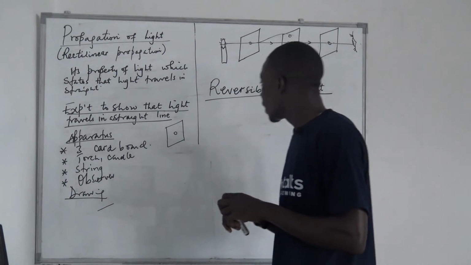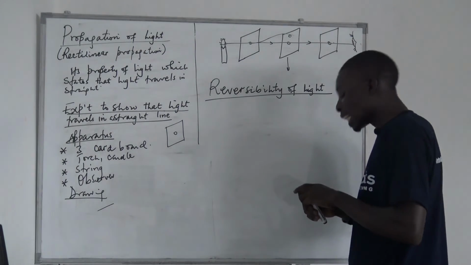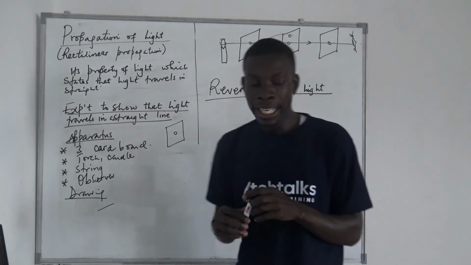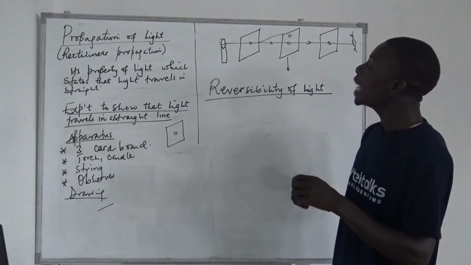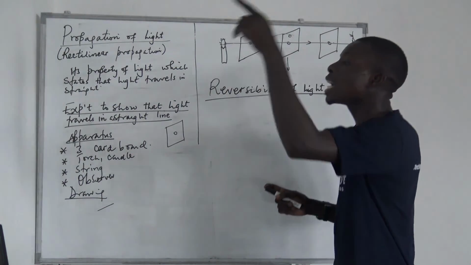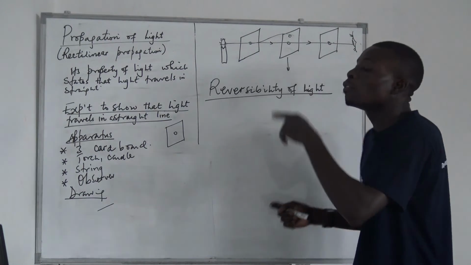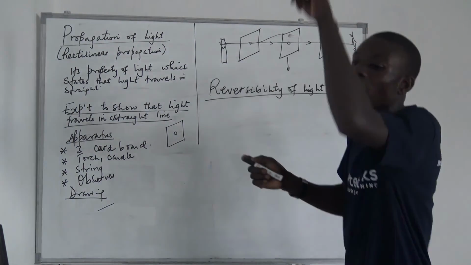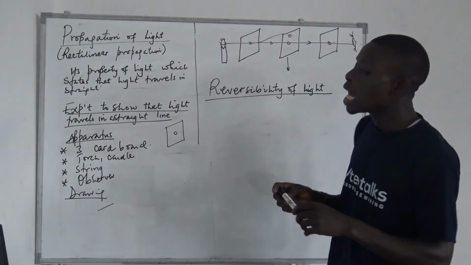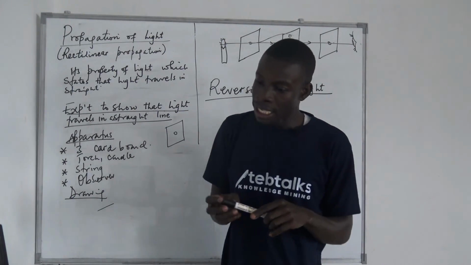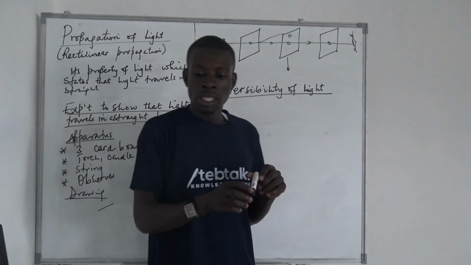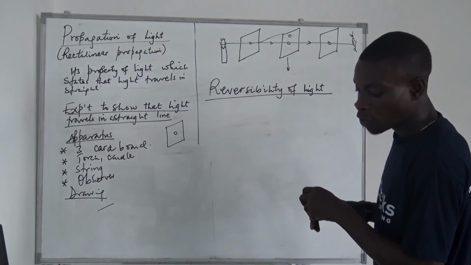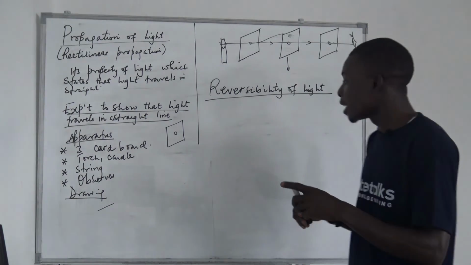Reversibility of light states that the path taken by light is always reversed, isn't it? Or light can travel from one point to another, and also, if you interchange the 2 points, it can also travel from the other point back to the first point. That's what we are calling the reversibility of light. Is that okay? It is a property that shows that the path of light is always reversed.